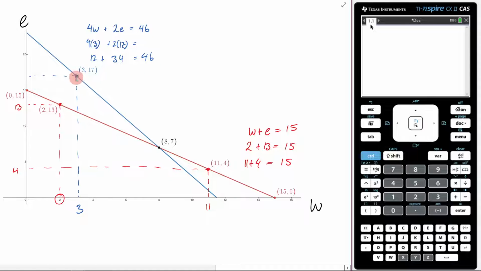So as you can see, it satisfies the equation. And that's going to happen for every point on this blue line. When you sub it into this rule, it's going to end up with 46 out. Perfect. All right, let's now just clear the board a little bit.